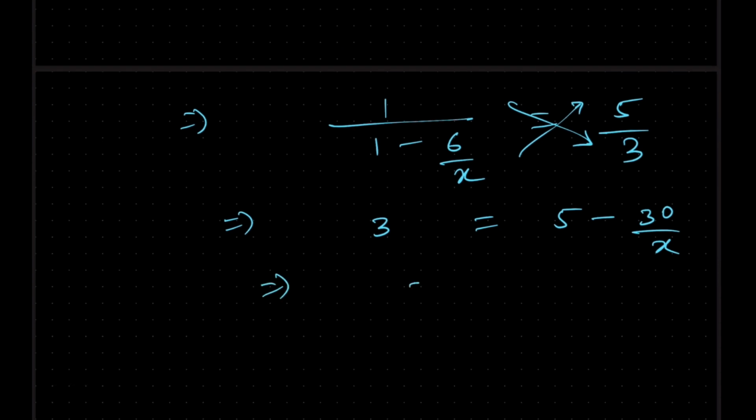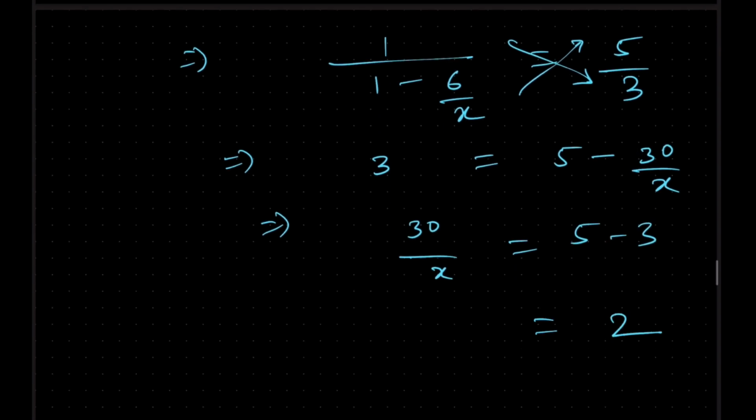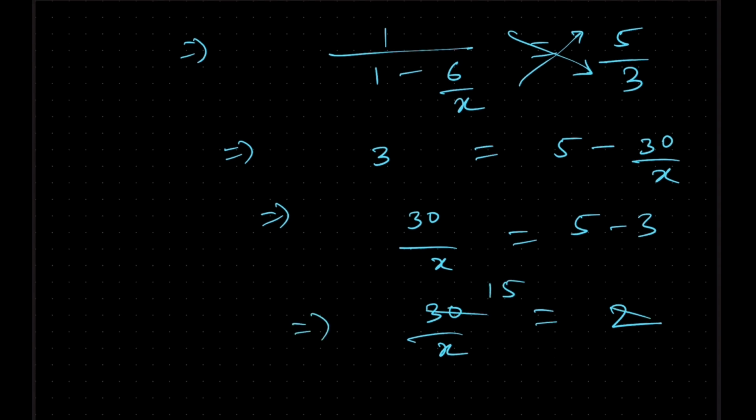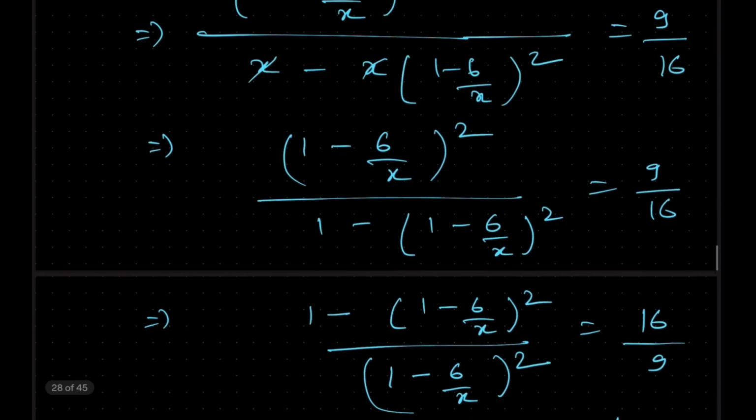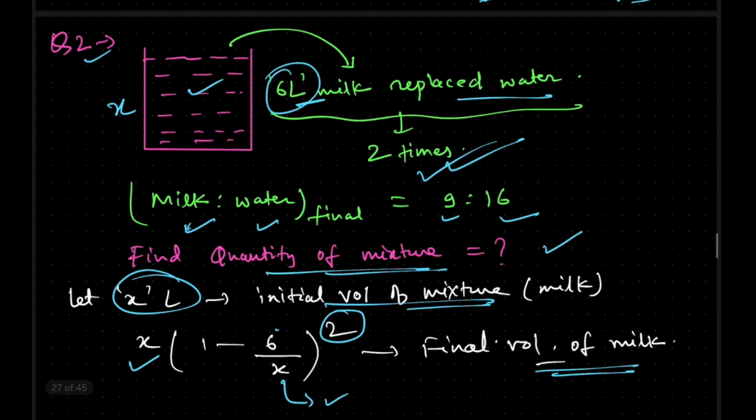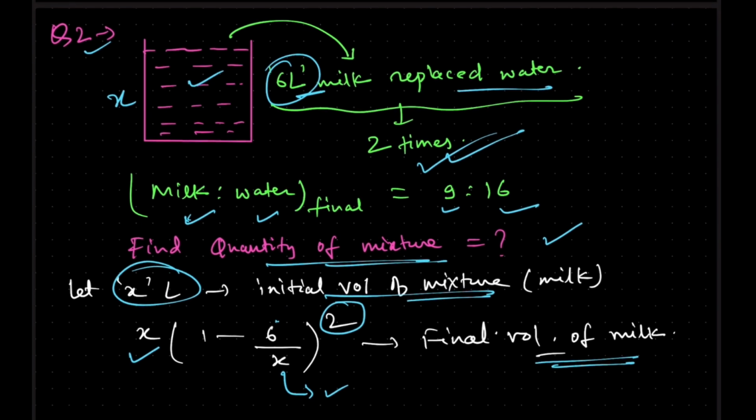Taking 30 by x on the left hand side and 5 minus 3, so you get 2 = 30 by x, you will get 15 liter. So our final answer, whatever we have assumed in our question, that the initial volume of the milk is x liter, which is 15 liter, we have got.